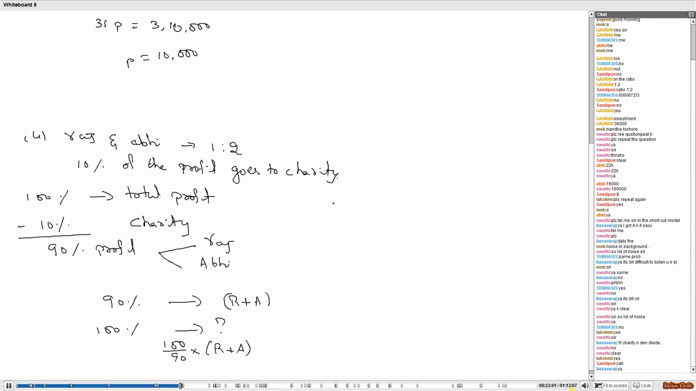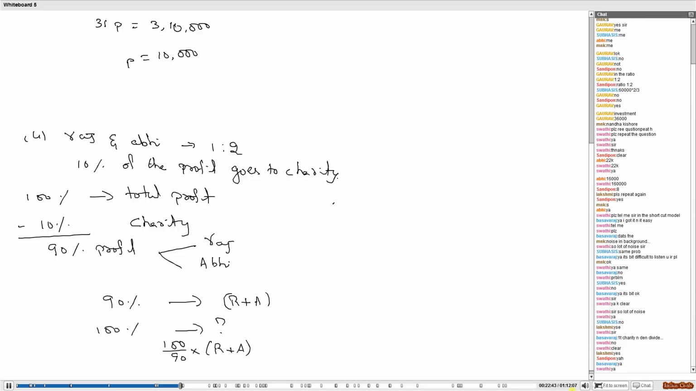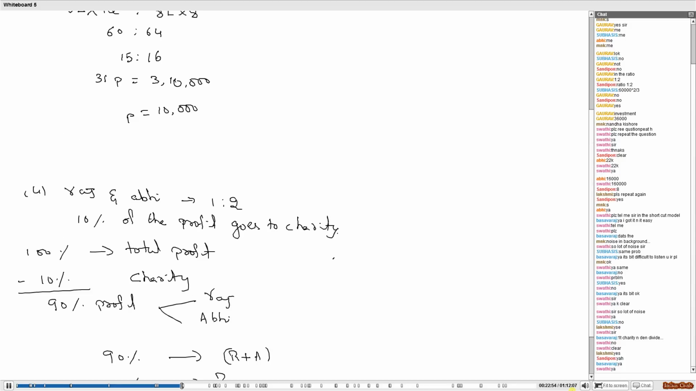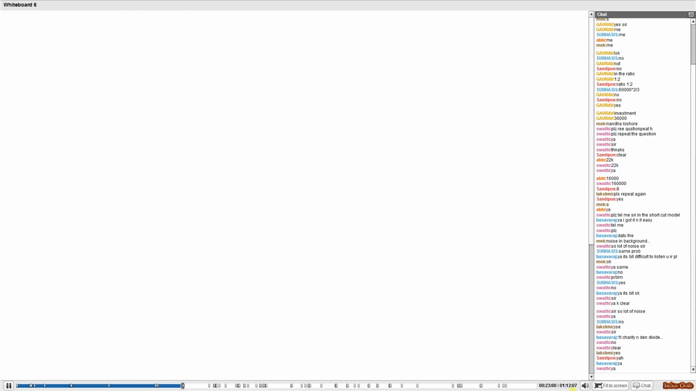So simply this is about the concept. Profit will be distributed according to their investment and time period. We came across some 2-3 different cases, and finally one of the important questions. So now we will go to the problems and then we will discuss.